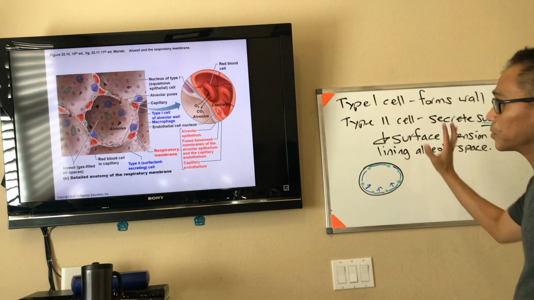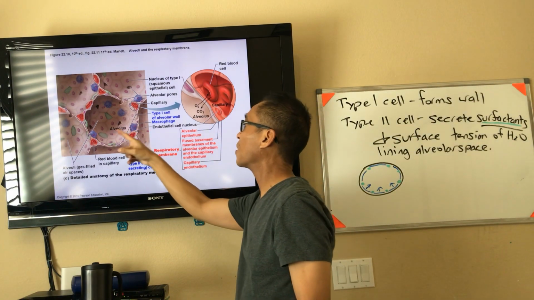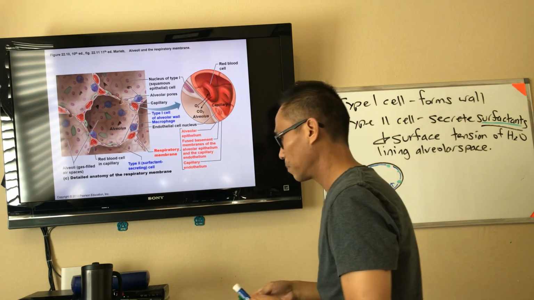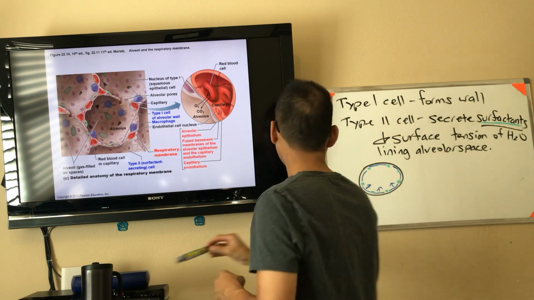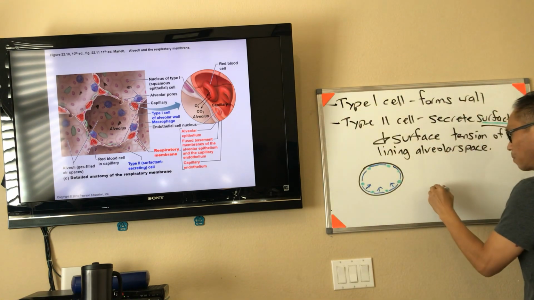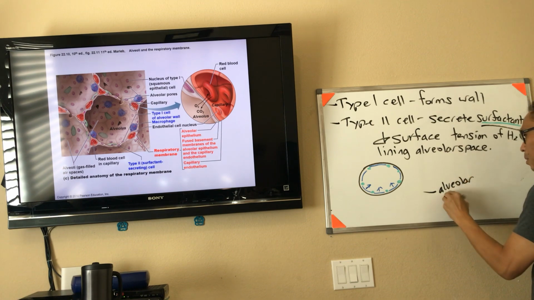Okay. Also now, alveolar macrophages. Shown these cells there, as a third cell type, I guess. Also known as alveolar macrophages. They keep things sterile.